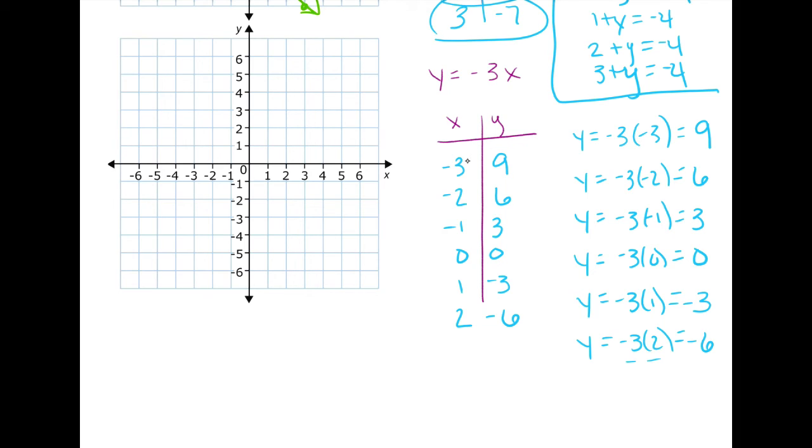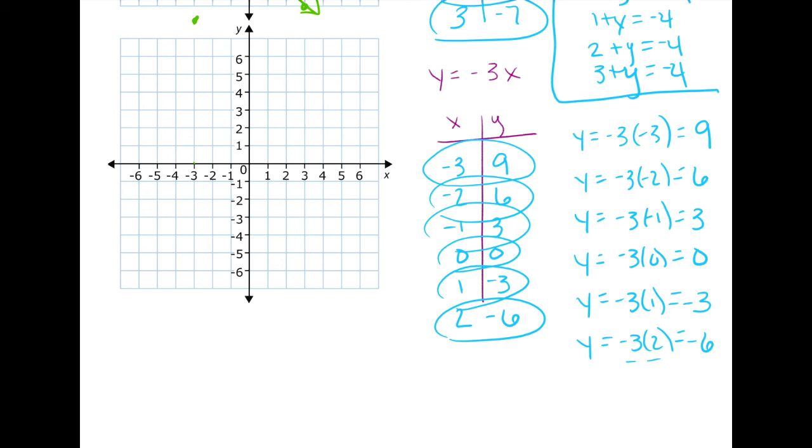Okay, now we have our ordered pairs all nicely labeled for us. And now we are going to plot them on our coordinate plane. So I have negative 3, and now I'm going to have 9 all the way up here. It's not even on my graph. Negative 2 and we're going to go up to 6. Remember, our y's when they're positive are up. I'm at negative 1 now to 3.